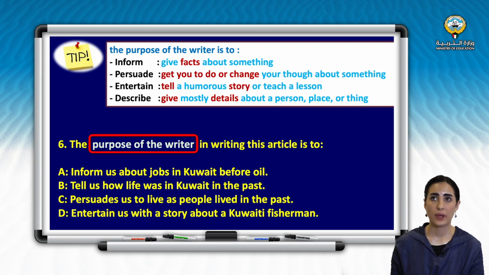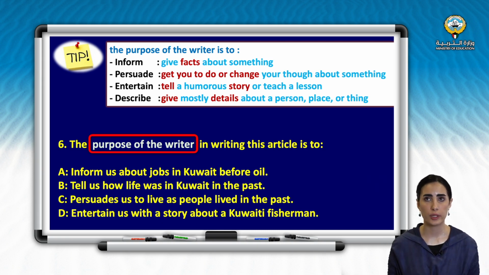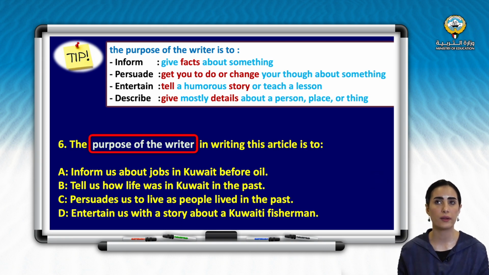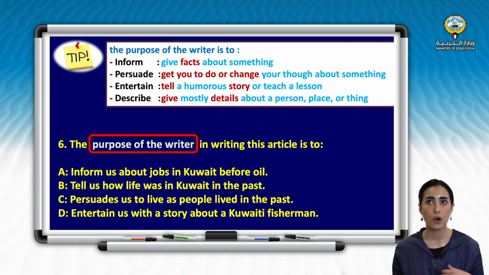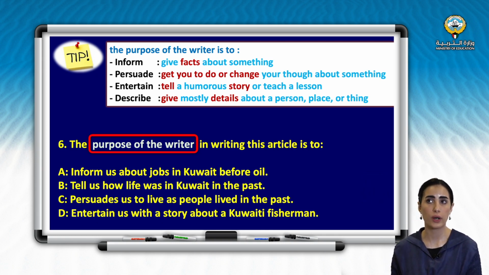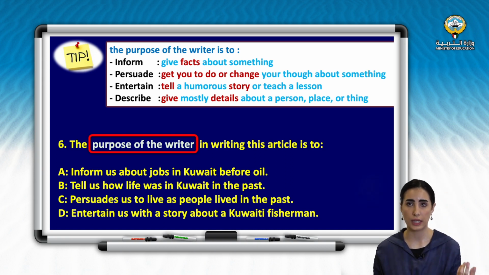So before we answer, we have to look at the multiple purposes of the writer. Why does the writer write such texts? Either it is to inform, that is to give facts about something, or get you to do or change your thoughts about something, to persuade, or tell us a humorous story or teach us a lesson, and that is to entertain. Give mostly details about a person, place, or thing, that is to describe.